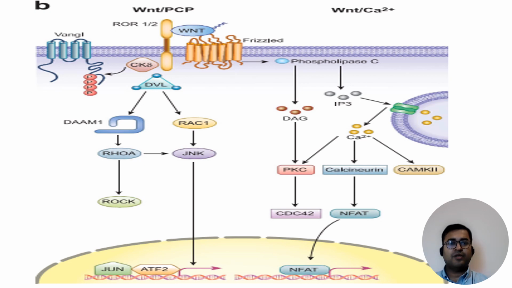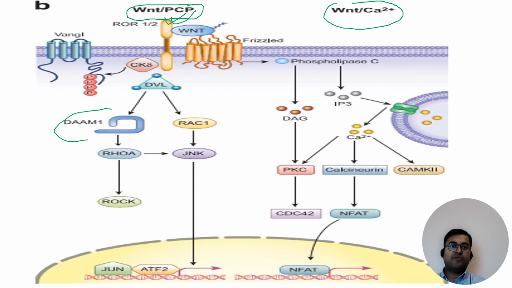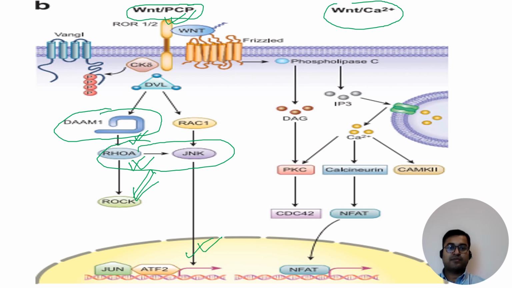Now, we have already discussed this, that non-canonical Wnt signaling pathway has two types, Wnt PCP type and Wnt calcium type. In case of Wnt planar cell polarity pathway, this DAAM1, which is the inhibitor of RhoA, is de-inhibited, and as a consequence of that, this RhoA is free and activated. This RhoA along with this JNK protein actually activates ROCK, and it finally leads to the activation of the target gene.